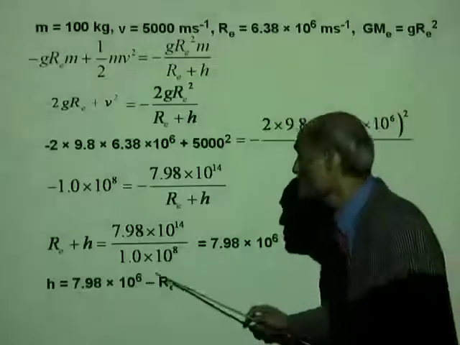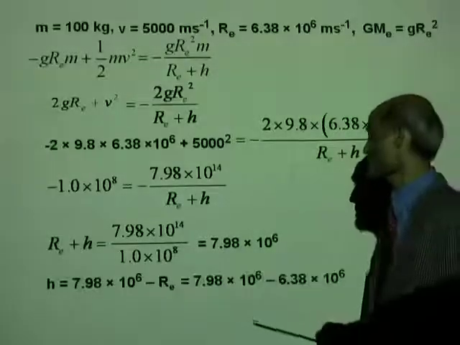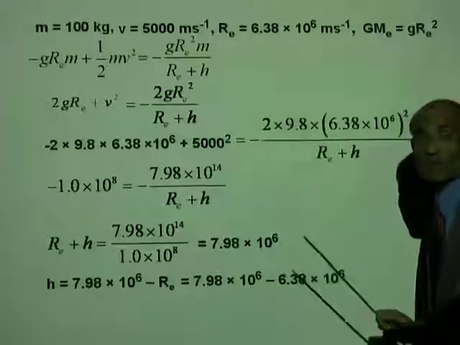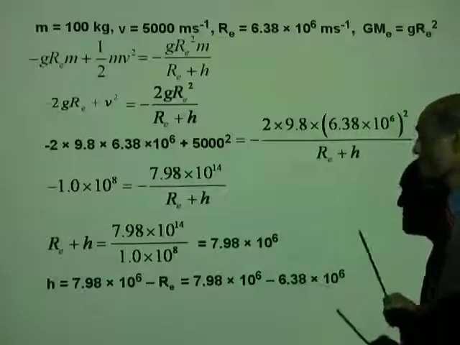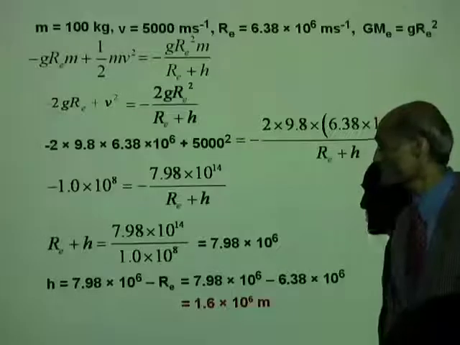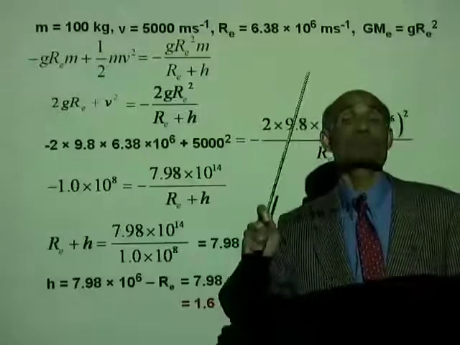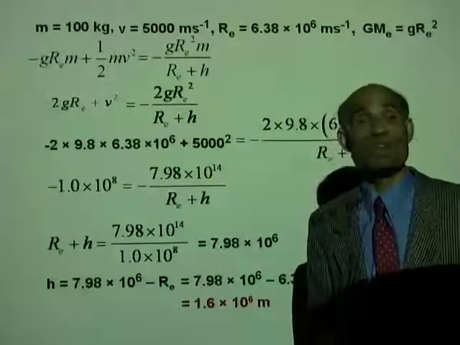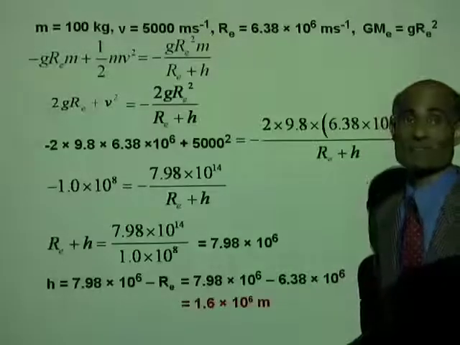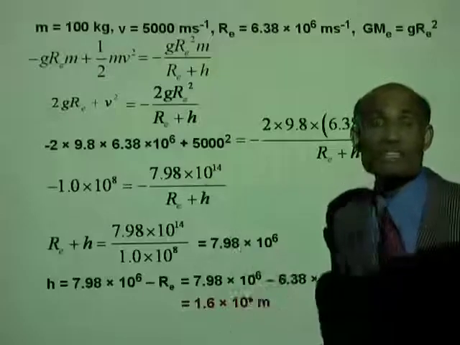Now Re is 6.38 times 10 to the 6. So that is 7.98 times 10 to the 6 minus 6.38 times 10 to the 6, and that is 1.6 times 10 to the 6 meter. That is the height to which the object will go when projected with a velocity of 5 kilometers per second. It's a nice problem and you must be familiar with doing these kinds of problems.